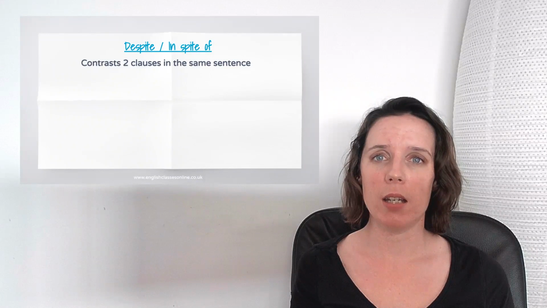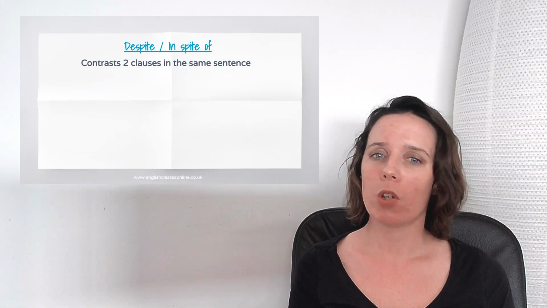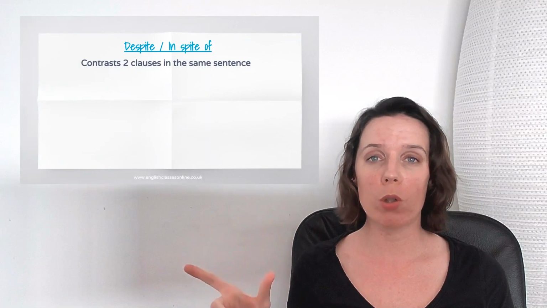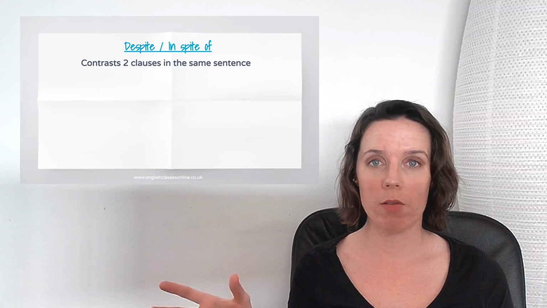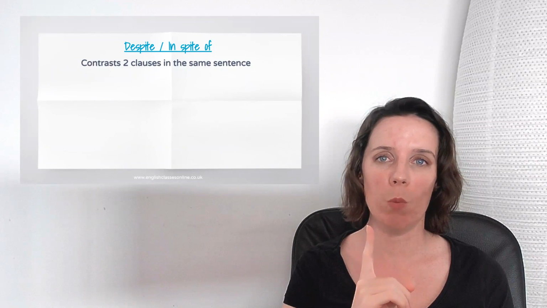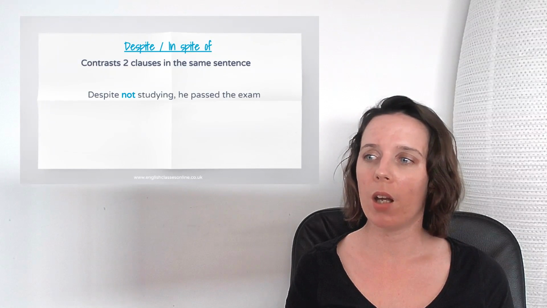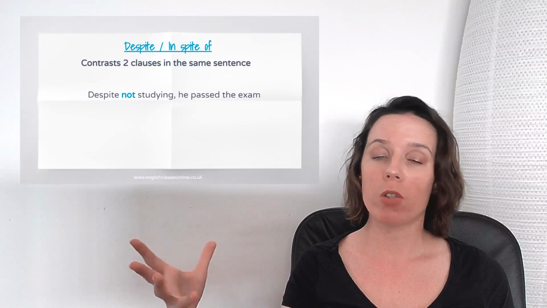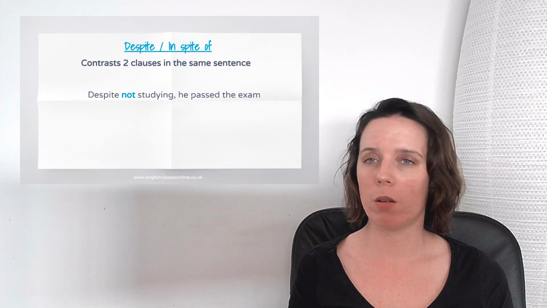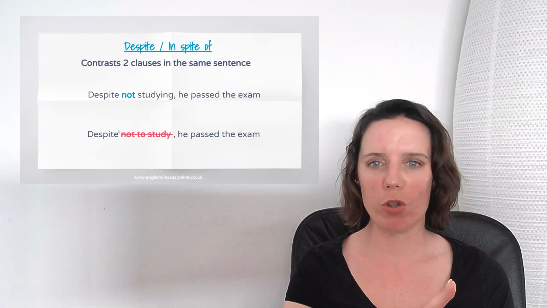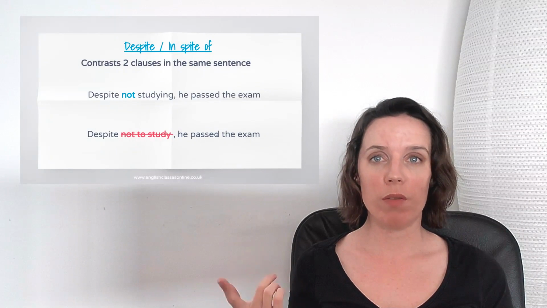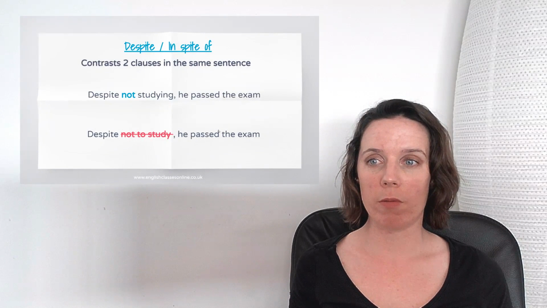Okay, so we're going to start with despite and in spite of, which we just looked at in the example. So despite and in spite of contrast two clauses in the same sentence. A clause is a part of a sentence. You usually have 2 or 3 clauses in one sentence. Okay. So you've got an example here: despite not studying, he passed the exam. You'll notice it has a verb and ing there. You cannot say despite not to study. That is not correct. You need a verb and ing with in spite of.